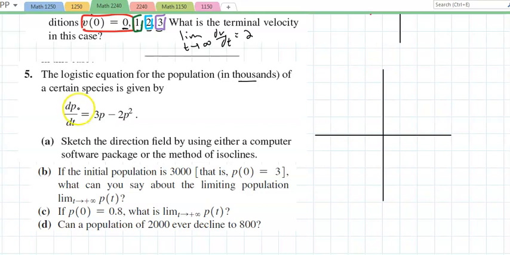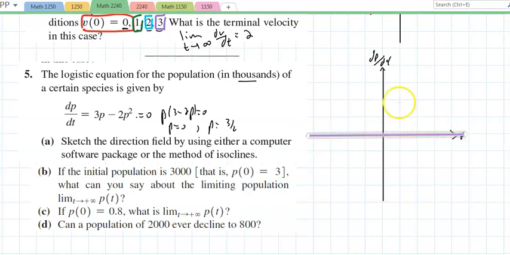It says the population is changing with respect to time. So this is t, and this is the change in population. If I set that equal to 0, doesn't that say P times (3 minus 2P) equals 0? P equals 0 or P equals 3 halves. If I mark those two lines, 3 halves is about 1.5. It's right there, right? So there it is.